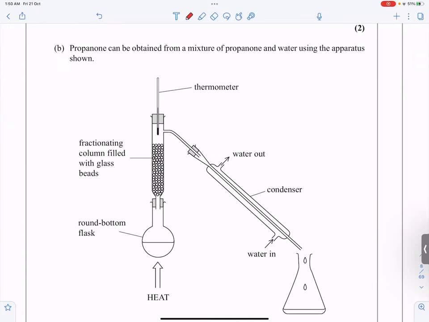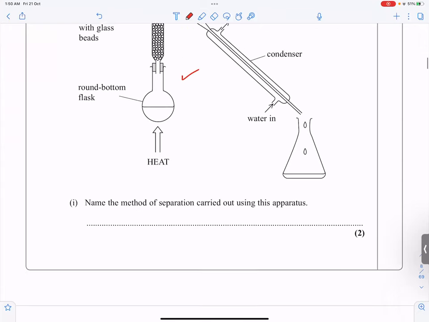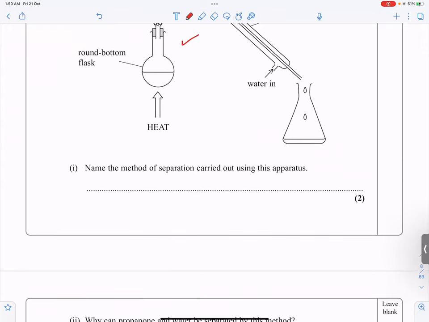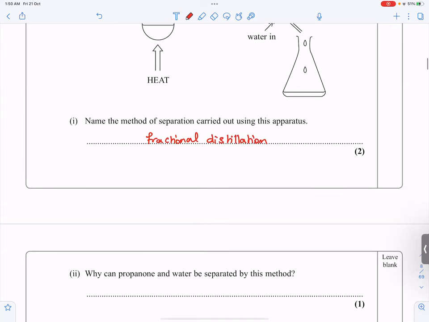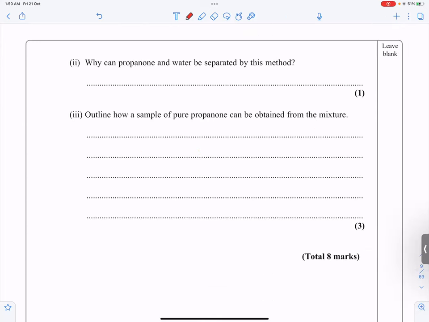Question B, propanone can be obtained from a mixture of propanone and water using the apparatus shown. The apparatus بتاع fractional distillation. Name the method of separation using this apparatus. يبقى احنا بنكتب هنا fractional distillation. Double I, why can propanone and water be separated by this method? عشان هما they have different boiling points.